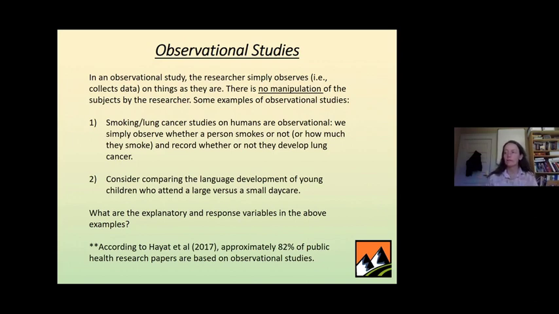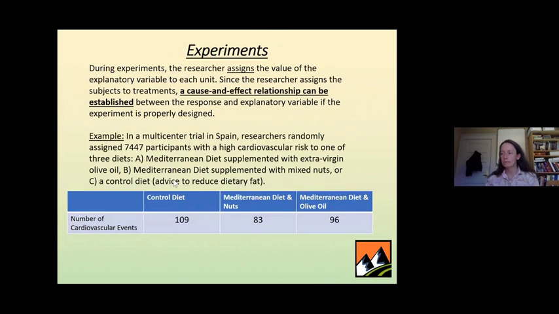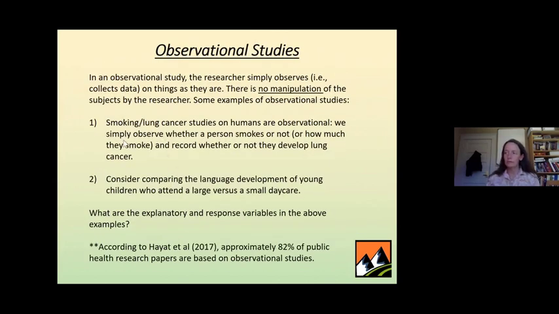So if we think about explanatory and response variables, in terms of item number one, the variable that we would hope to manipulate if we could, the explanatory variable in item one, would be smoking. The response variable would then be whether or not they develop lung cancer. In item two, the explanatory variable would be the type of daycare or the curriculum being used. And the outcome would then be language development, maybe some type of numeric measure, maybe some categorical measure.